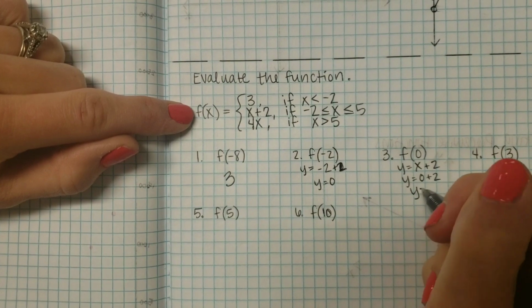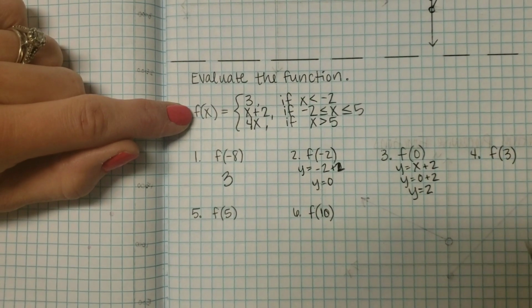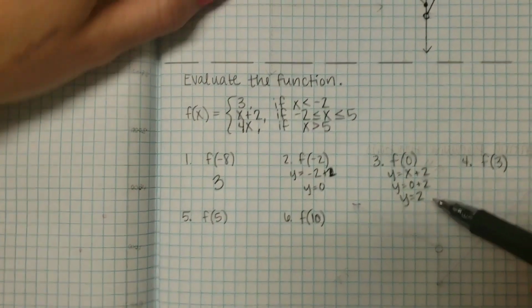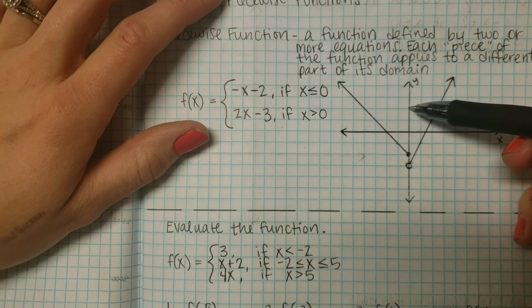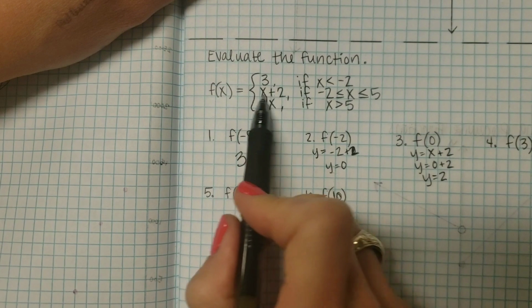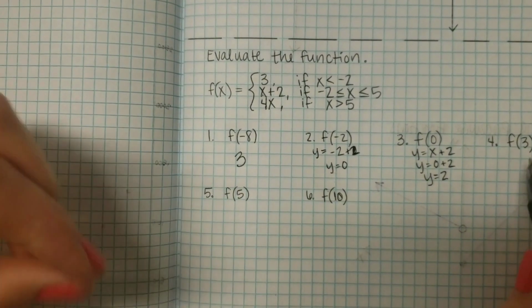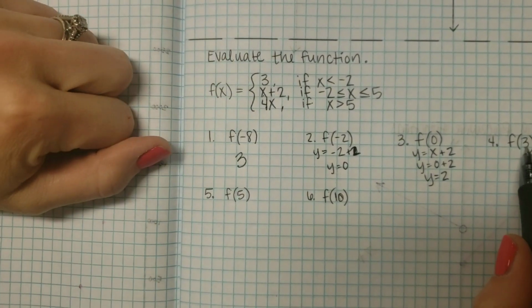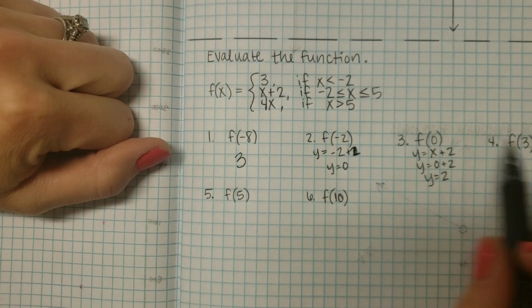0 plus 2 is 2. So if I were to graph this, (0, 2) would be a point. There would be some kind of line going through that point, this line to be exact. All right, on f of 3, so x is 3.